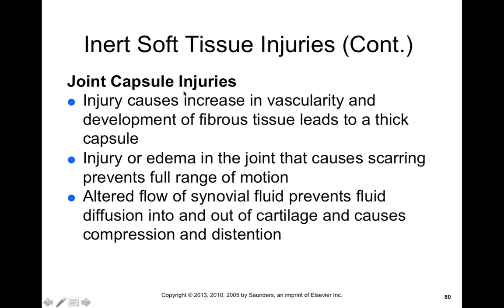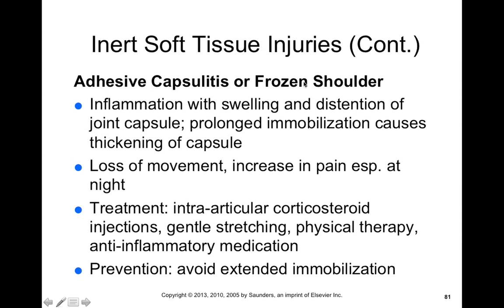Now, joint capsule injuries occur when there's an injury that basically damages the surrounding tissue itself. And this is going to increase blood vessels that can actually lead to a fibrous tissue that's thicker. This can actually limit the range of motion, and that's due to excess scar tissue that can build up. What we find is also altered flow of synovial fluid, which might prevent proper diffusion of that fluid into and out of cartilage, which normally helps to nourish the cartilage, and if that's missing, then it can lead to cartilage degradation as well.